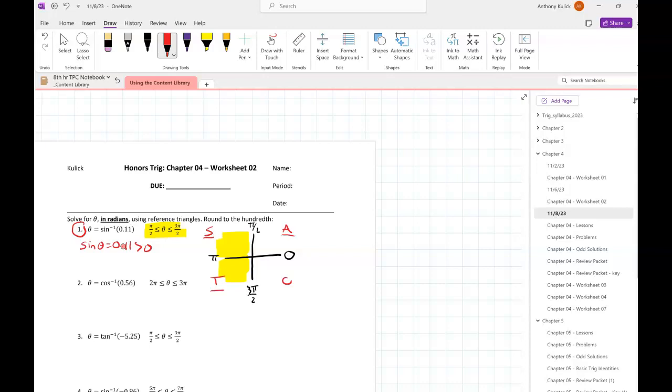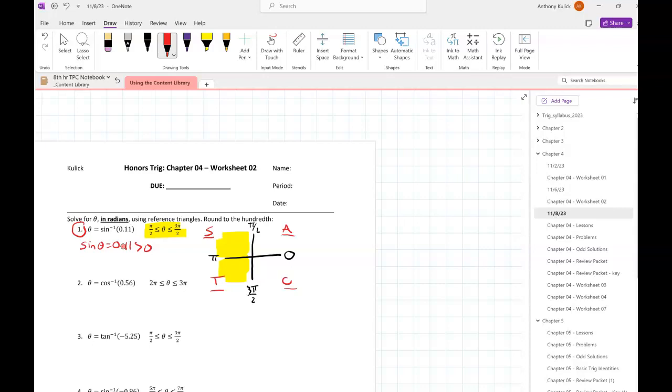T stands for tangent. In quadrant 3, tangent is positive. Since they're not mentioned, we can assume sine and cosine are negative. In quadrant 4, cosine is positive. Because they're not mentioned, we can assume sine and tangent are negative.